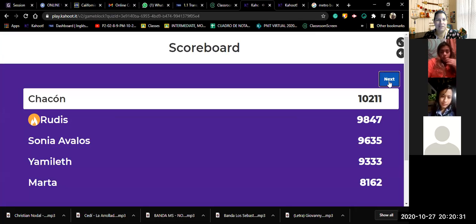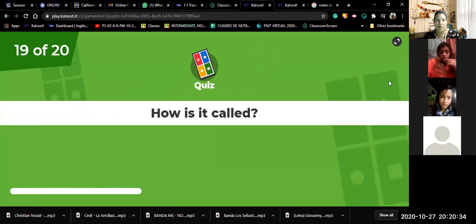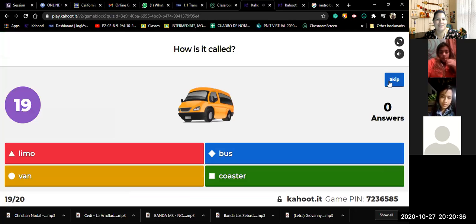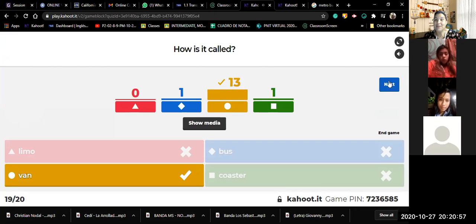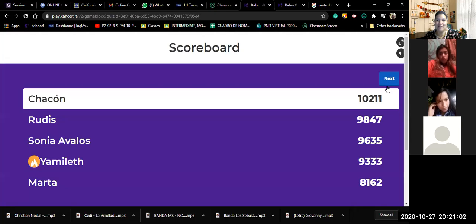Okay, let's go with our next option. What is this? This is a? Van. Okay, maybe a van. Very good. Excellent. It's a van. A yellow van. Ton, ton, ton. And it's going up.